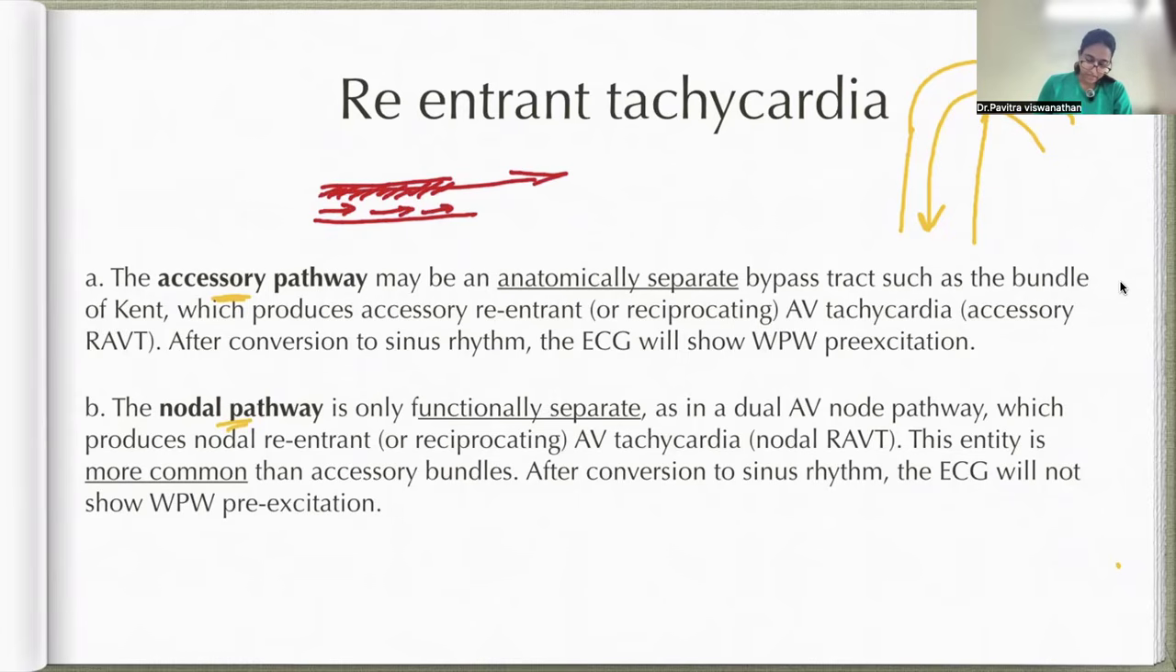So this is functionally separate. It is not a separate pathway. It is within the AV node, but one is acting as a fast pathway, and the other one is acting as a slow pathway. The other one is called the accessory pathway.